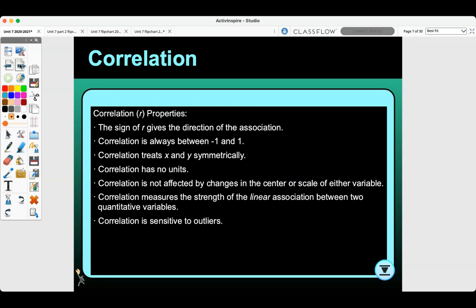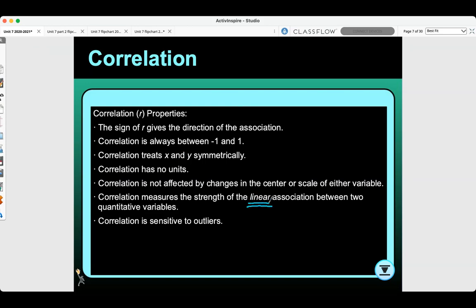Let's talk more about our correlation properties. The sign of R gives us the direction of the association. Correlation is always between -1 and 1. Correlation treats X and Y symmetrically. Correlation has no units. Correlation is not affected by changes in the center or scale of either variable. Correlation measures the strength of the linear association between two quantitative variables. The key word here is linear. Correlation is sensitive to outliers.